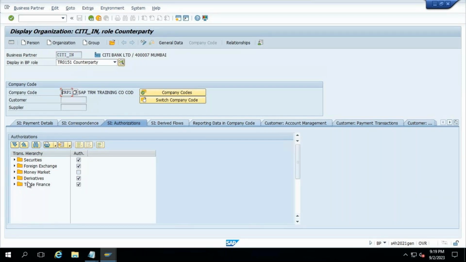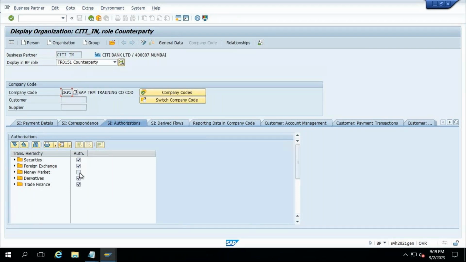So if someone wants to create a deal which is not defined in the authorization, let's say he wants to create a money market investment deal, you can see that it has not been ticked. So what will happen if anybody wants to do a sort of investment with Citibank?